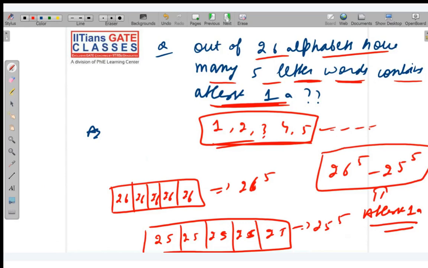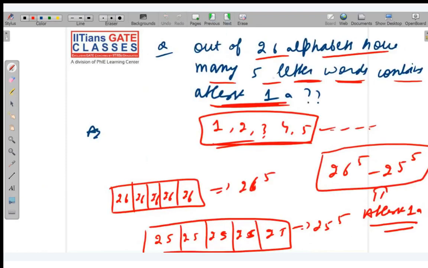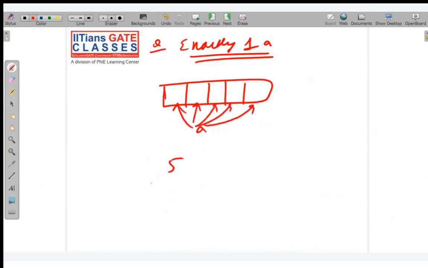Okay. So next is exactly one A. So simple, same question actually. Out of 26 alphabets, how many 5-letter words contain exactly one A? So in place of at least, I have exactly one A now. So how will we do it? Total 5 places. So A can be either here, here, here, here, or here. So 5 possibilities for A.